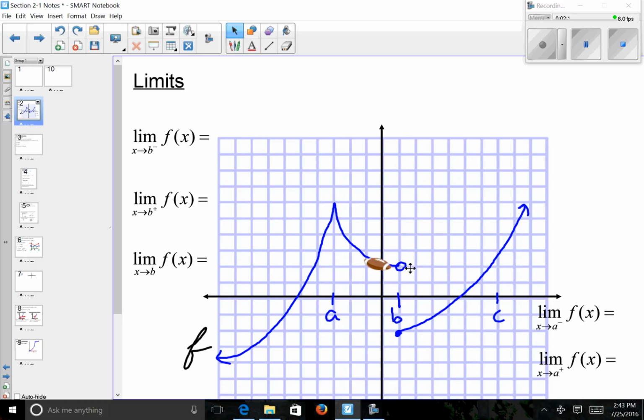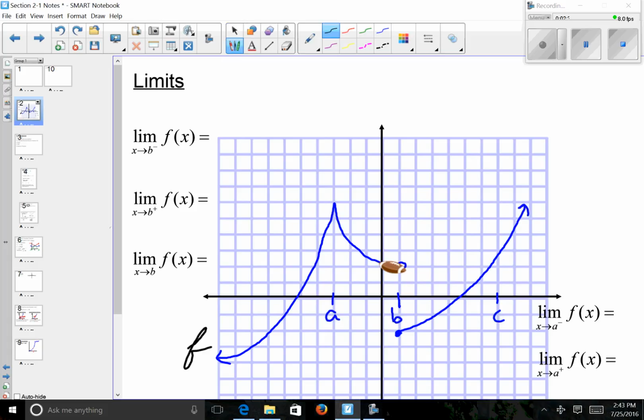This open dot at b actually has no impact on my limit at all, because this open dot is just saying there's no y value for x equals b at this specific moment when x equals b. But we're only getting close to it, and I can get as close as I want to it, but never reach b for an x value, and my y values then are approaching 2 from the left-hand side.